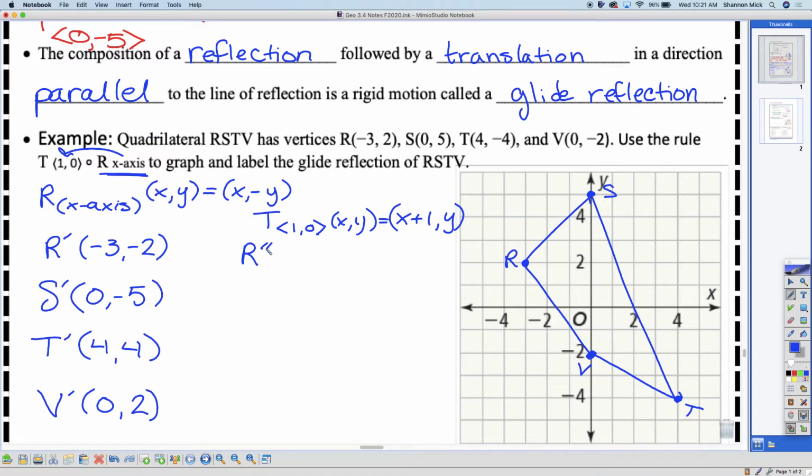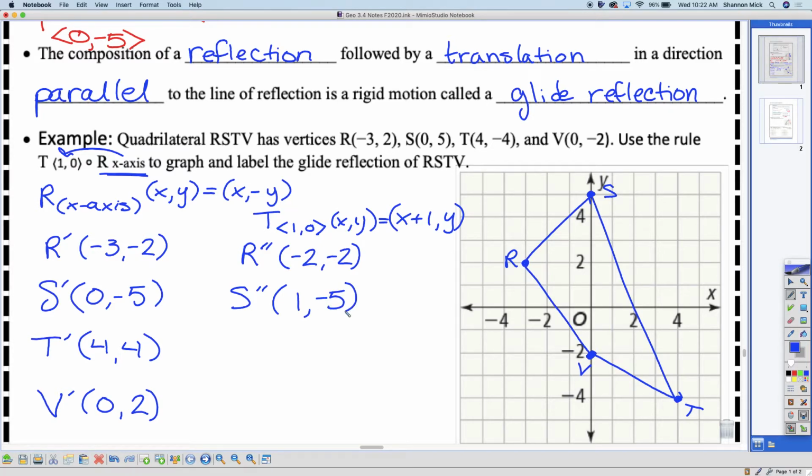So, Nicole, I'm going to pick on you again. Our double prime for R is going to be what? You add 1, so it would be -2, -2. Okay. Cole? Can I do S? Okay. S double prime, Cole? It would be 1, -5. Yes, because I'm adding 1.